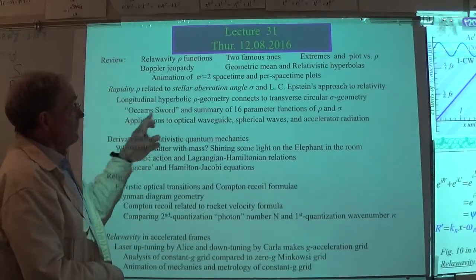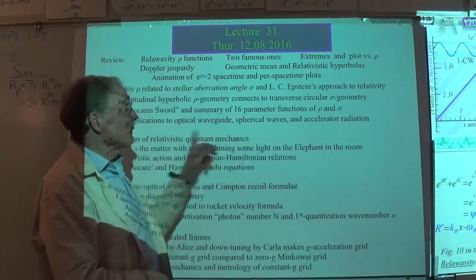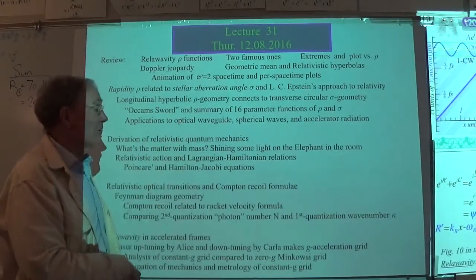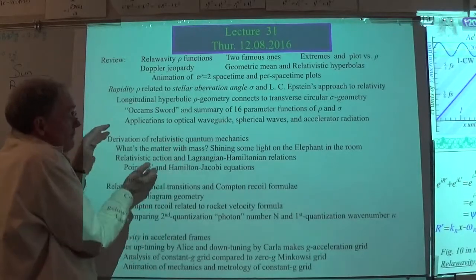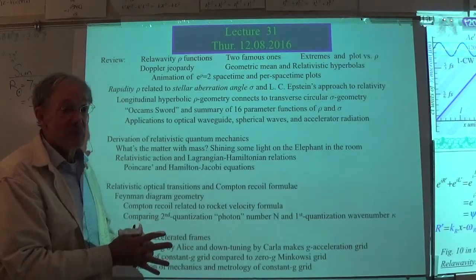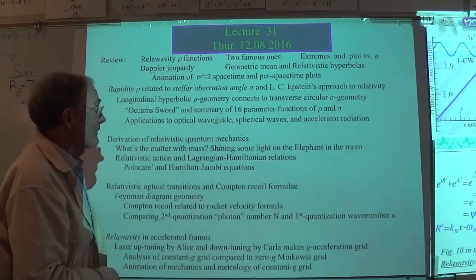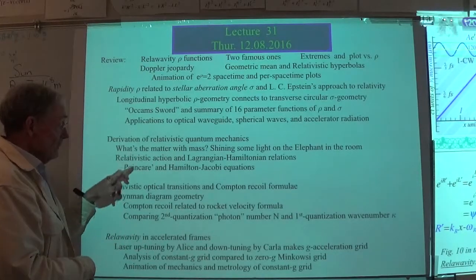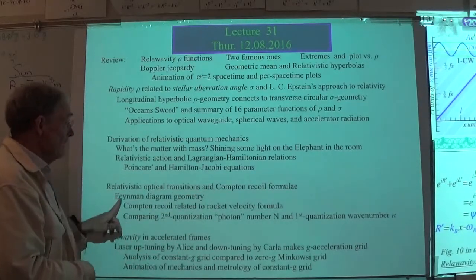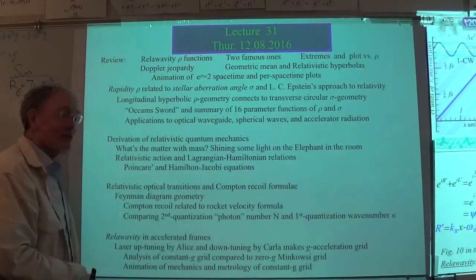And then we did Occam's razor to get in here, and we'll see Occam's sword today, and that'll help us understand a number of things. We'll go through those fairly quickly, but I want you to see a wave guide, what that has to do. Because that then leads into, and this is the main course today, the derivation of relativistic quantum mechanics. So the question is, what's the matter with mass and stuff like that. And then we'll make use of that to do the Compton recoil formula, geometrically. How do you use a ruler and compass to make a Feynman diagram? That's kind of a fun job.